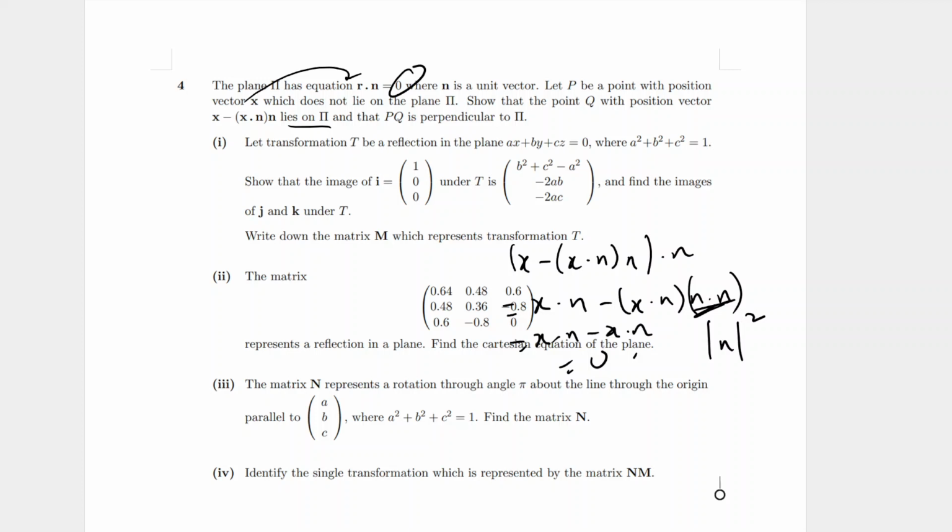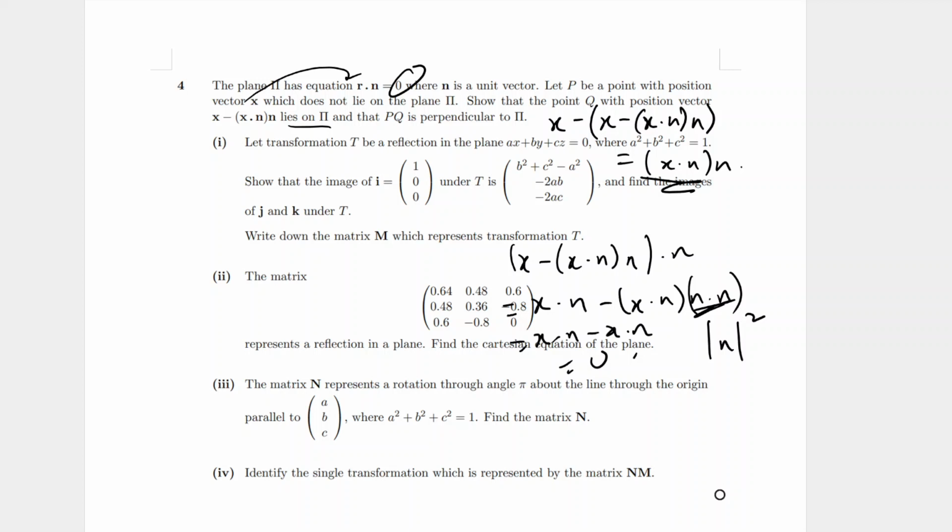And that PQ is perpendicular to Π. So dot product equal to 0, the classic approach. What is PQ? Well, you just go x minus the position vector of Q. So you could find PQ: (x dot n) n. What's this give? It's a multiple of the normal vector. x dot n is just a constant. So that's why it's perpendicular to Π. All good? Okay, let's go into the main bit of the question.